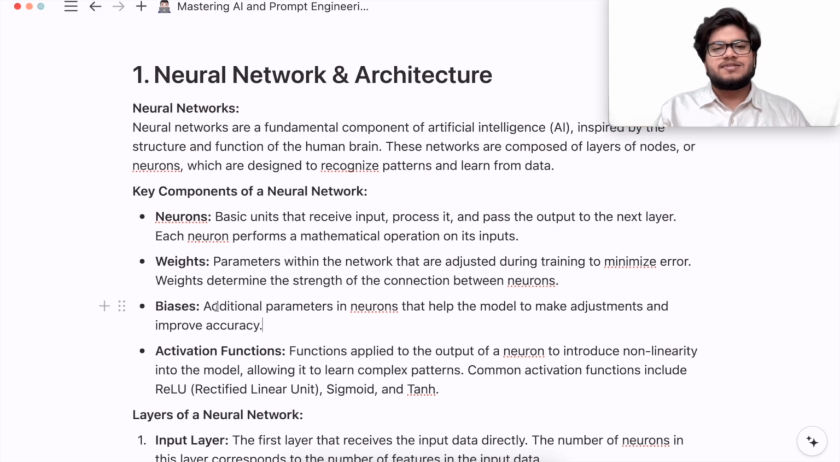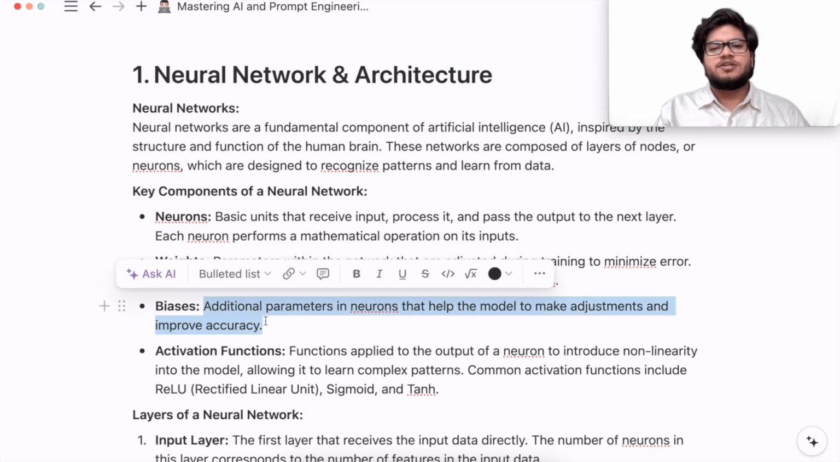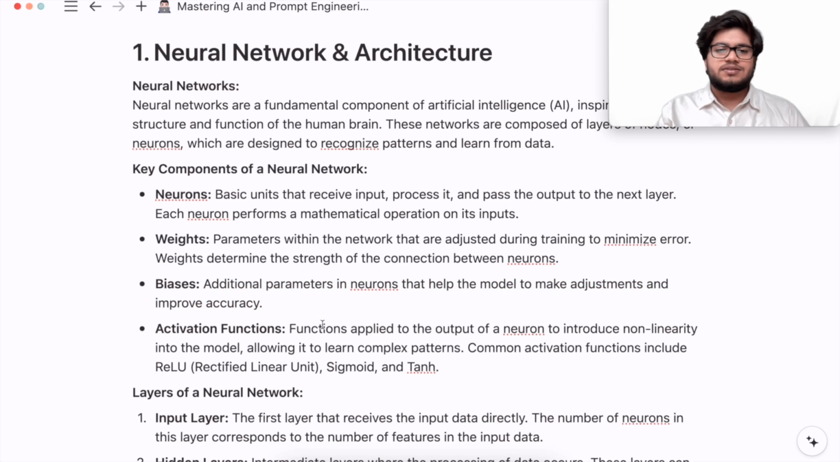Now there are biases. These are additional parameters in neurons that help the model make adjustments and improve accuracy. If the accuracy deviates from its original point, changing it a little bit gives the desired result, the best result. So these are known as biases.